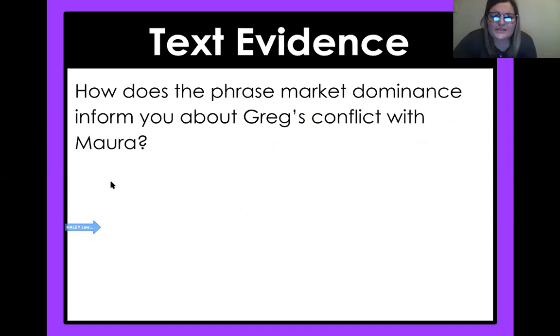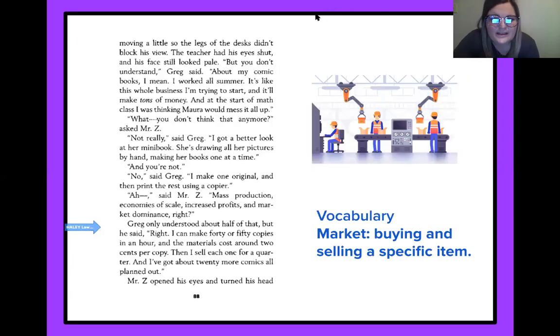Ooh, so how does the phrase market dominance inform you about Greg's conflict with Mara? So I kind of just talked about market is the selling of the item, and dominance means you're in charge. So why are Greg and Mara having this conflict over the mini books? Let's think about that. Let me go back. What do you guys think?